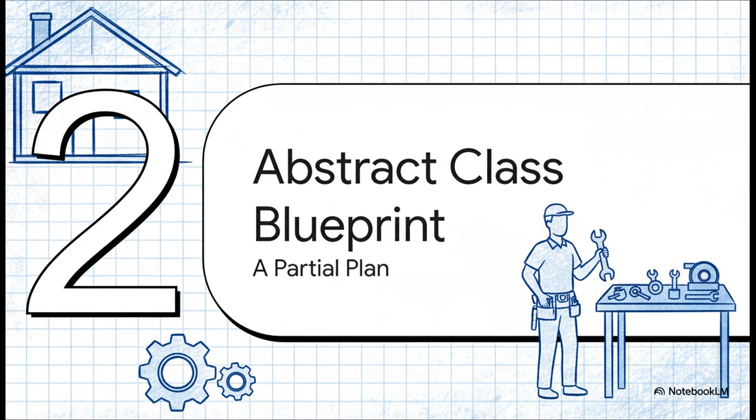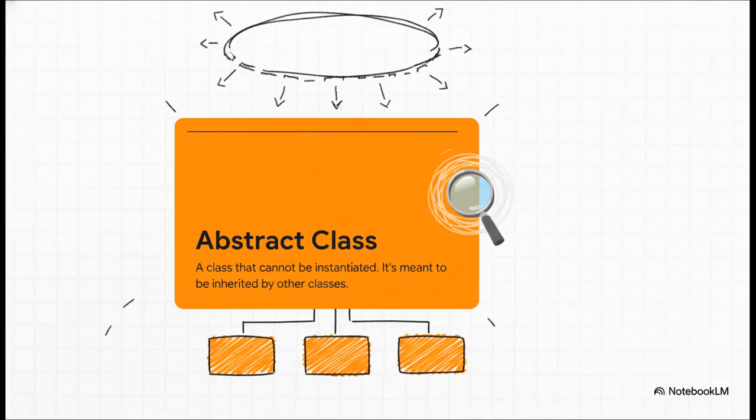The best way to think about this one is as a kind of partial blueprint. It gives you a really solid starting point, but it still leaves some of the final specific details up to you. So an abstract class is this special kind of class that you can't actually instantiate. You can't create an object from it directly. Its whole reason for being is to act as a parent, a template that other more specific classes can inherit from and build on top of.